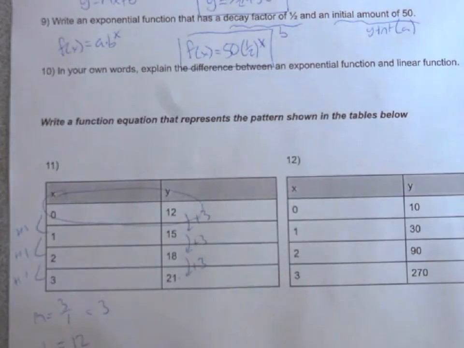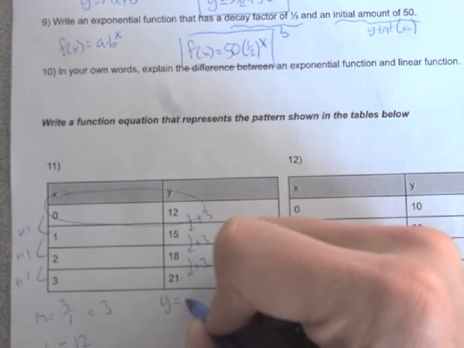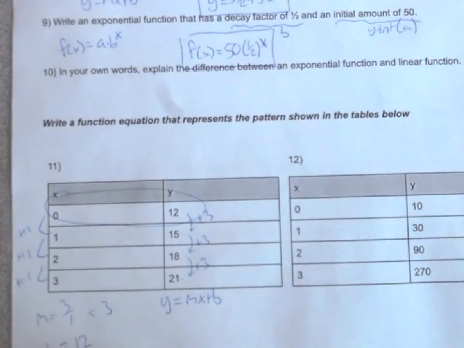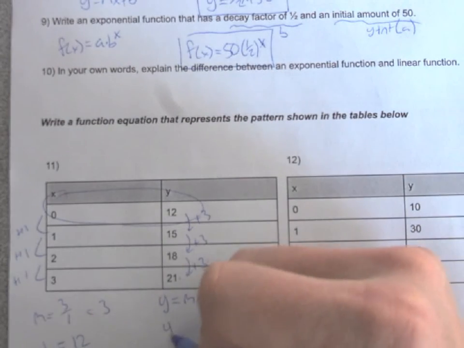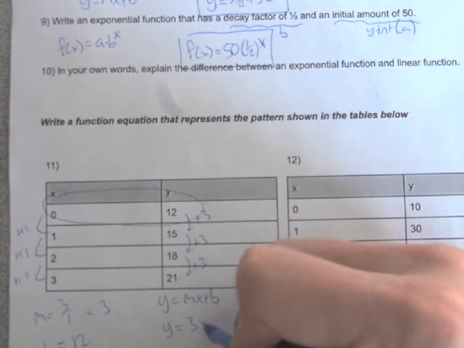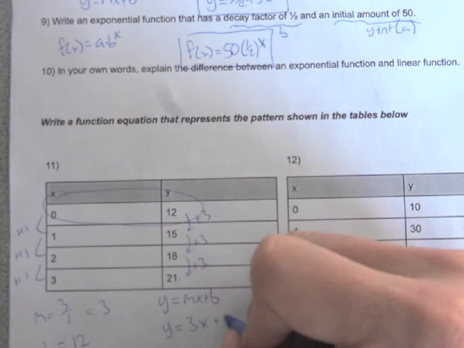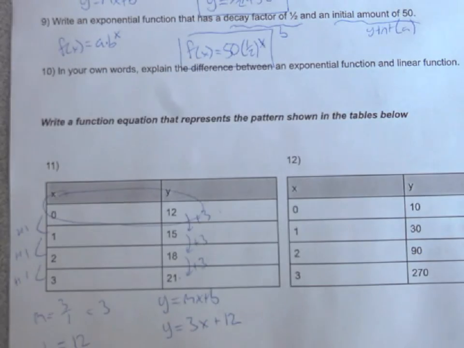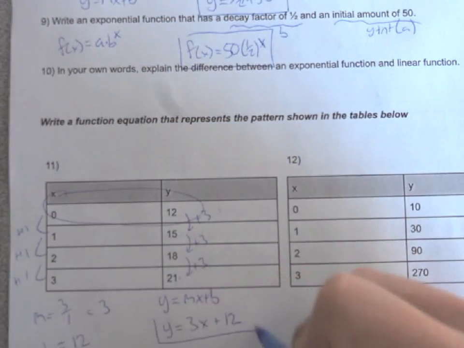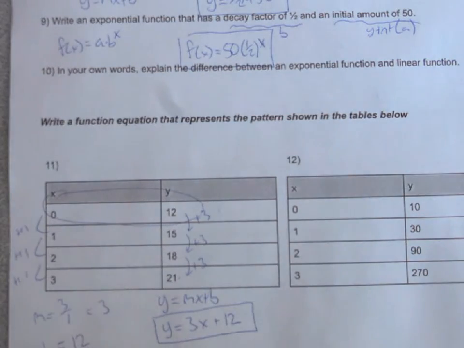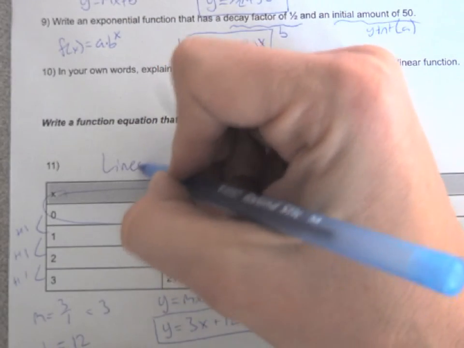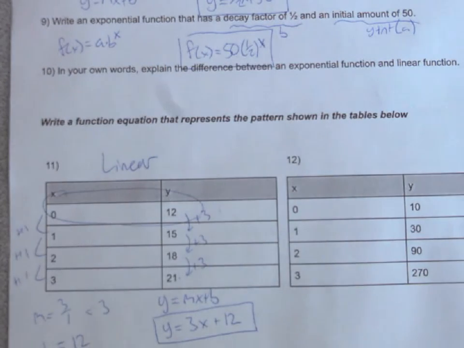And this is linear, right? Constant rate of change. We're adding the same thing every time. So y equals mx plus b, right? y equals 3x, where 3 over 1 is our constant rate of change, plus our initial amount, our starting amount. y equals 3x plus 12. Right? This is linear. Now, it doesn't ask you to do this, but we might as well label that one linear because it's got a constant rate of change.